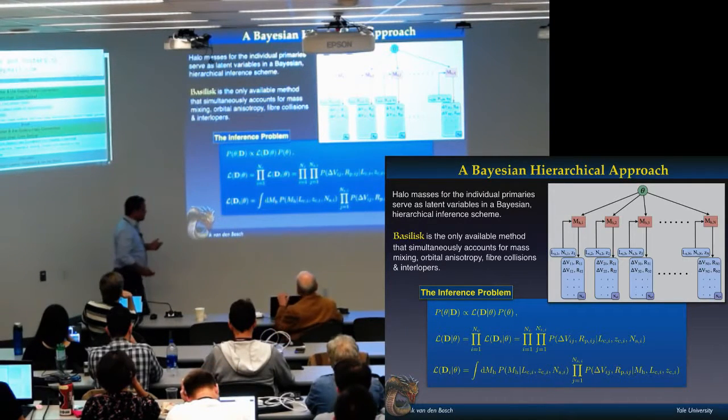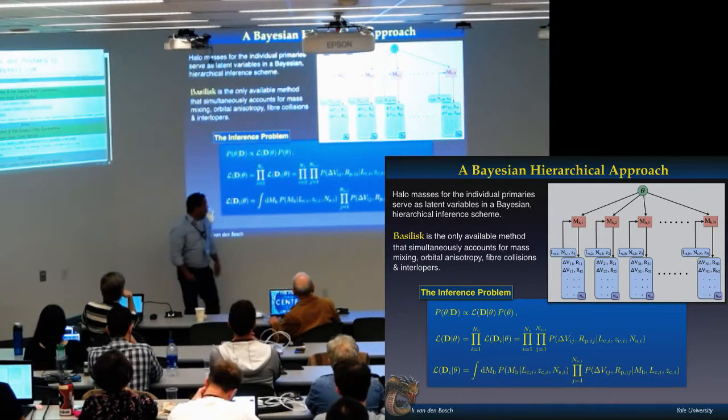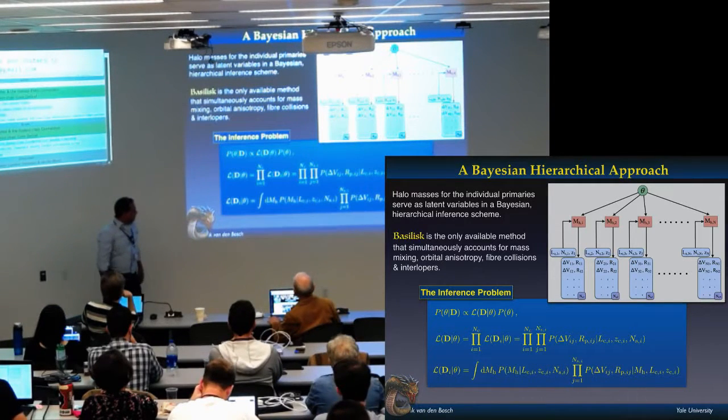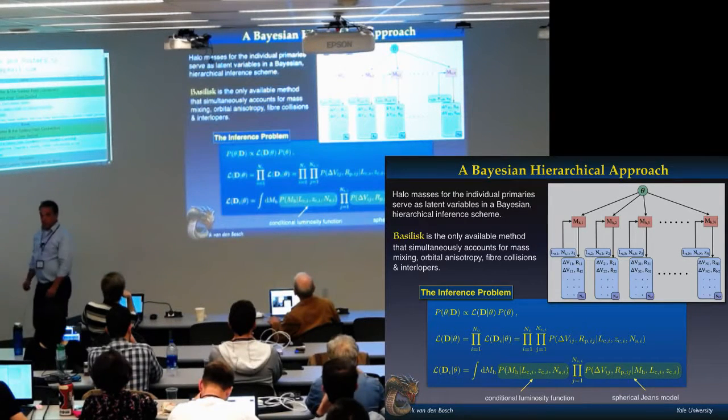The nice thing is, this is where your halo occupation modeling goes in. Okay, from my conditional luminosity function I can compute this. And your dynamical model is basically the other part. For that we just use the spherical Jeans equation.